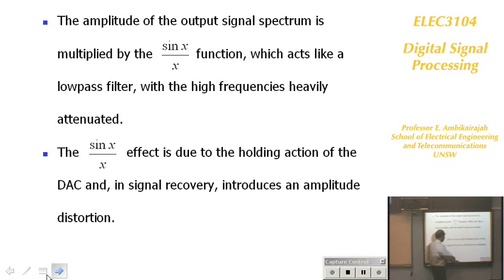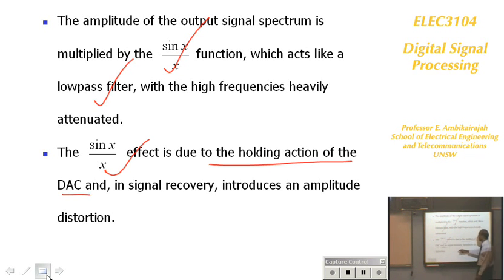That's exactly what I'm saying: the amplitude of the output signal spectrum is multiplied by the sin x over x function, which acts like a low-pass filter with a high frequency attenuator. So this effect is due to the holding action of the D2A converter and the signal recovery, introducing the amplitude distortion. So what do we do for this?